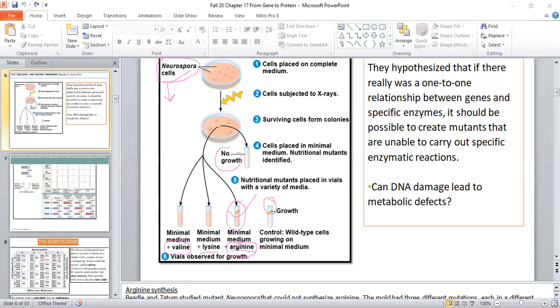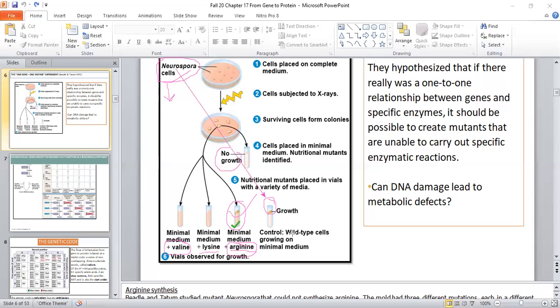This experiment is indicating the arginine producing gene is damaged, so you have to add arginine for growth to take place. Here, the wild type is the original Neurospora, taken directly. If you take the original Neurospora cells and give them the minimal growth medium, they will start to grow. You understand?